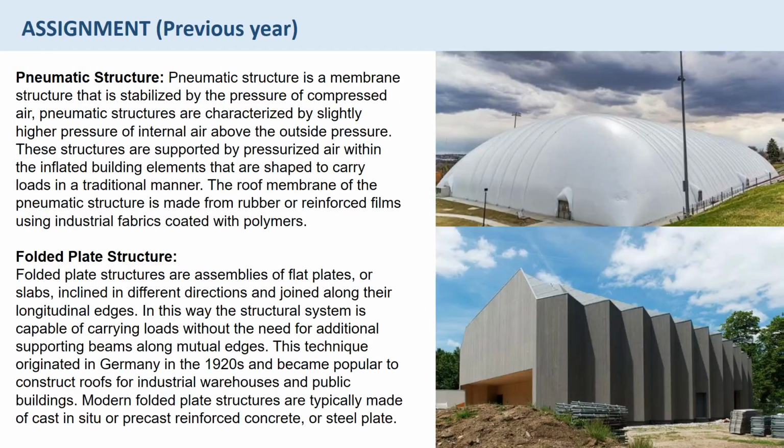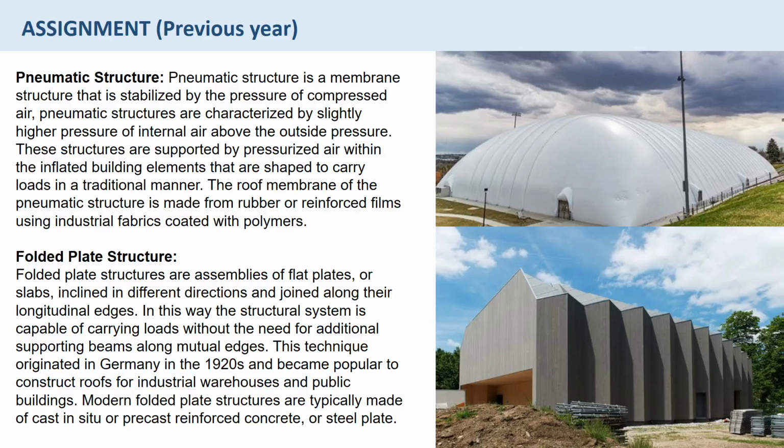What is a pneumatic structure? A pneumatic structure is a membrane structure that is stabilized by the pressure of compressed air. Pneumatic structures are characterized by slightly higher pressure of internal air above the outside pressure. These structures are supported by pressurized air within inflating building elements that are shaped to carry loads in a traditional manner. The roof membrane of a pneumatic structure is made from rubber or reinforced films using industrial fabrics coated with polymers like PTFE or ETFE.